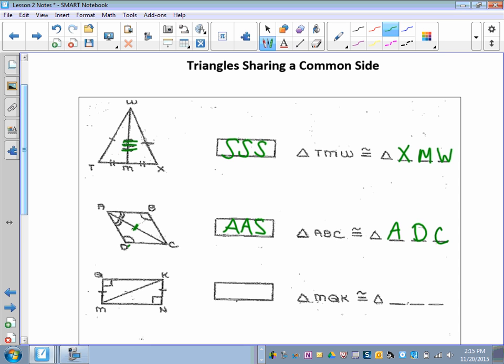So you could have started and said BCA. Your other one would have then been DCA. So you can start with the different letter. Just make sure your A and A corresponds, B and D corresponds, and C and C corresponds when you're trying to decide.